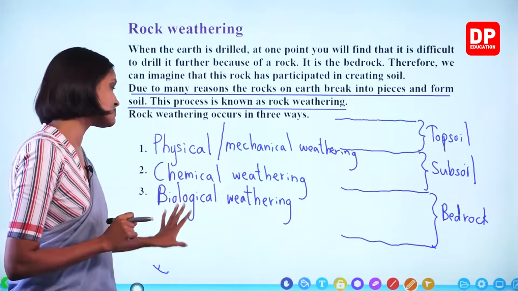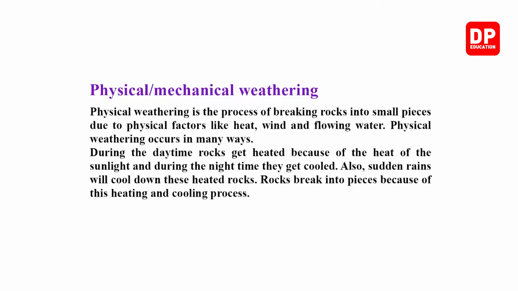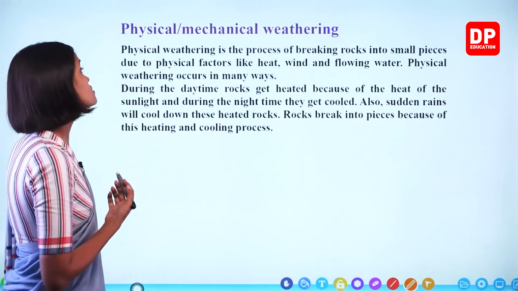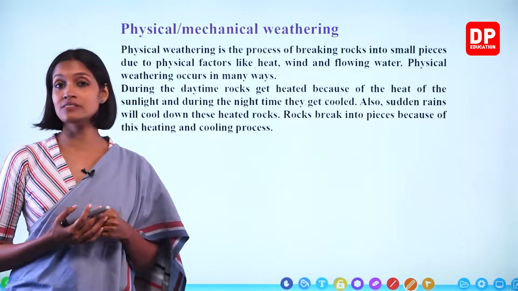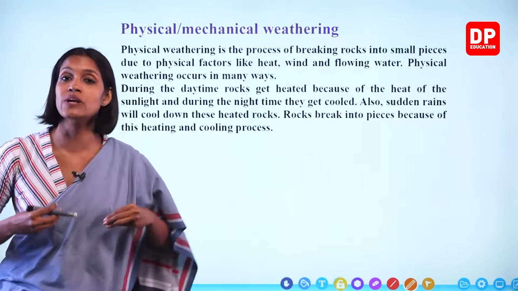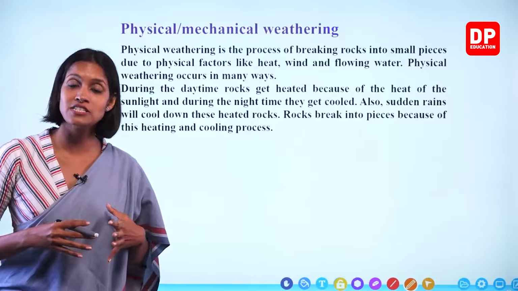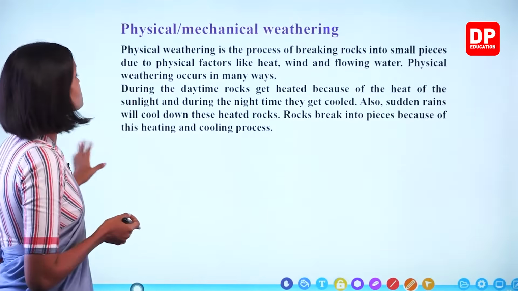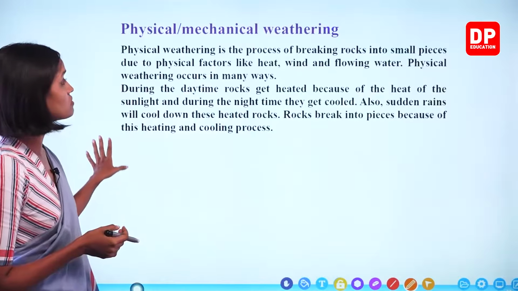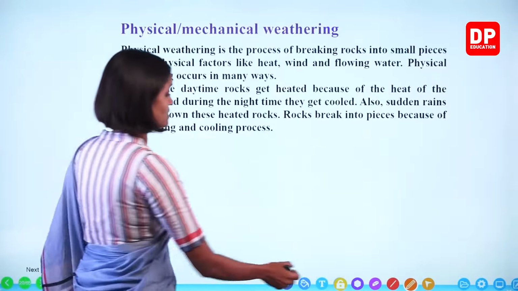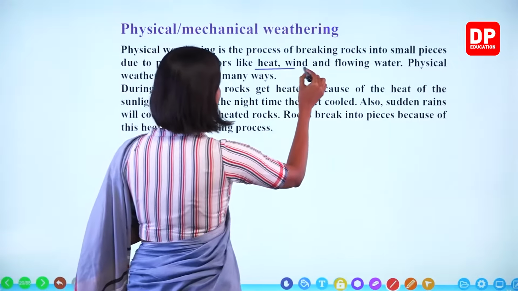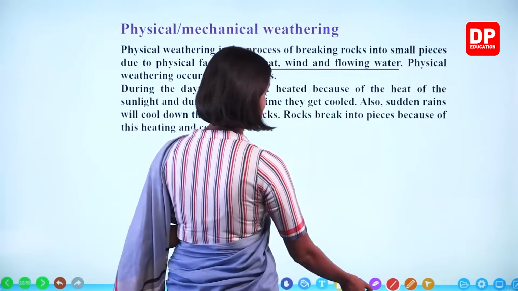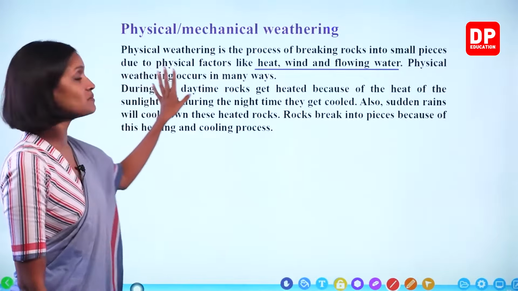We will learn about these three methods separately now, okay? So the first way of weathering or breaking down of rocks and formation of soil is physical or mechanical weathering. So I already explained to you all, physical weathering takes place because of physical factors or environmental factors such as temperature, water or rain, and also because of the wind, okay? Right. Physical weathering is the process of breaking rocks into small pieces due to physical factors like heat, wind, and flowing water. Right, children? So physical weathering occurs in many ways.